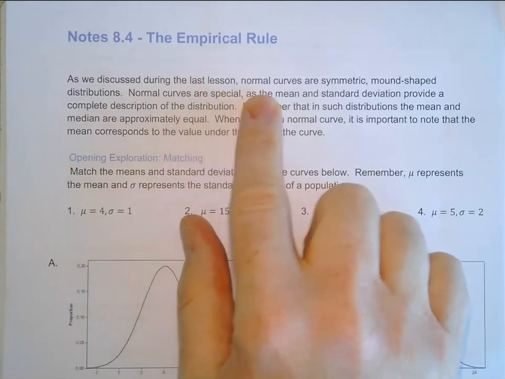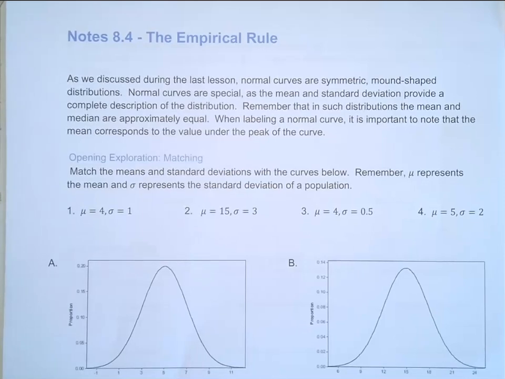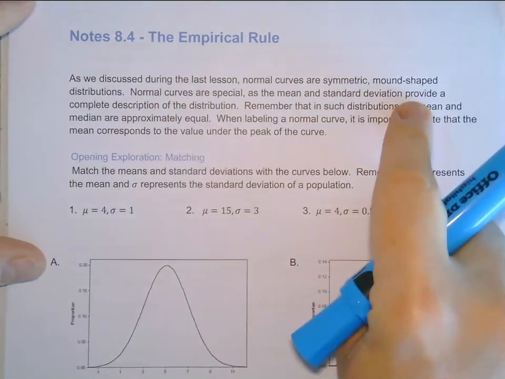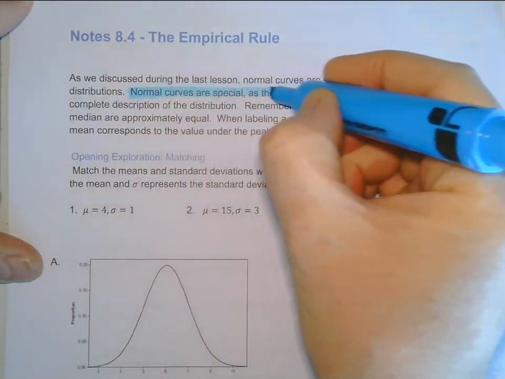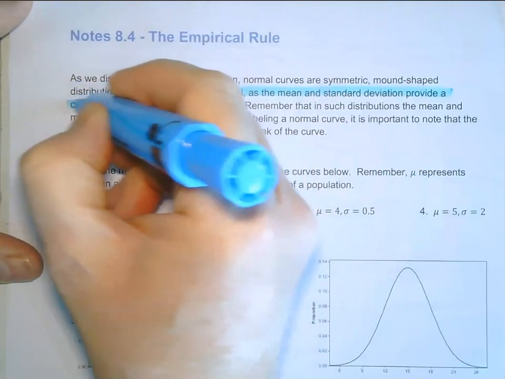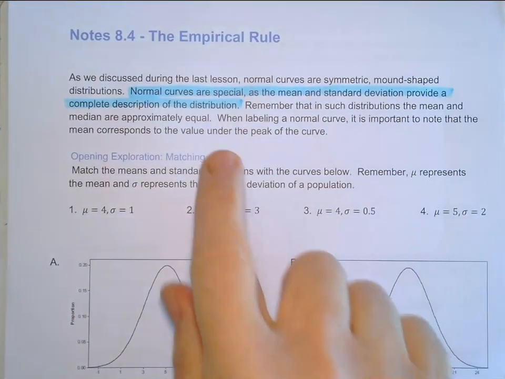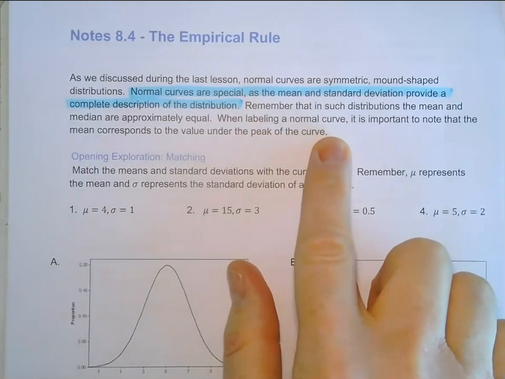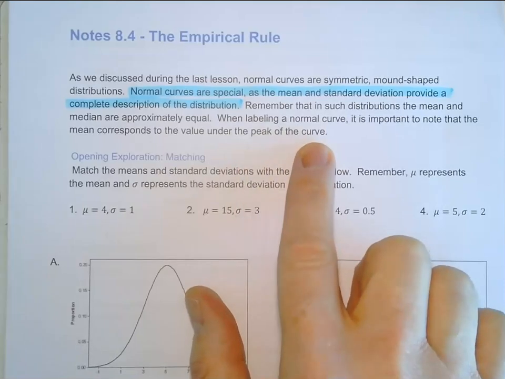As we discussed during the last lesson, normal curves are symmetric, mound-shaped distributions. Normal curves are special as the mean and standard deviation provide a complete description of the distribution. So I'm going to highlight that because I think that's just important. And remember that in such distributions, the mean and median are approximately equal. When labeling a normal curve, it is important to note that the mean corresponds to the value under the peak of the curve.